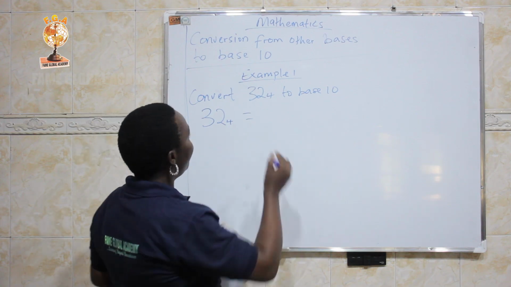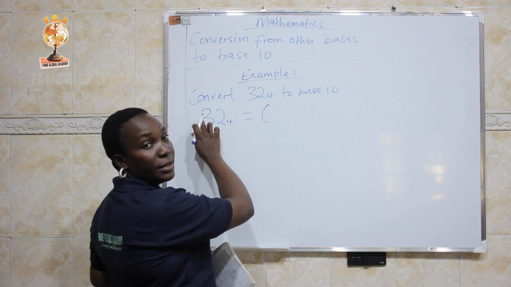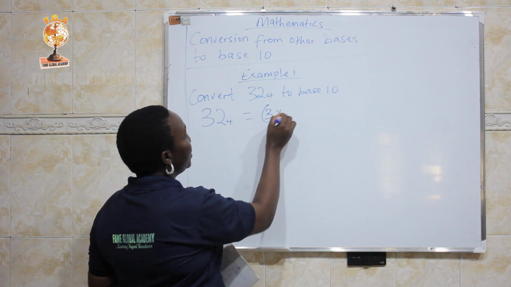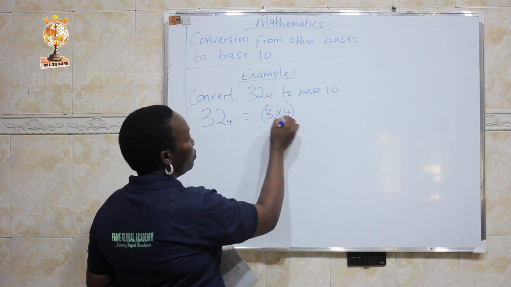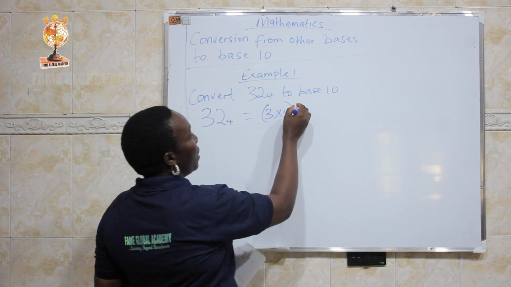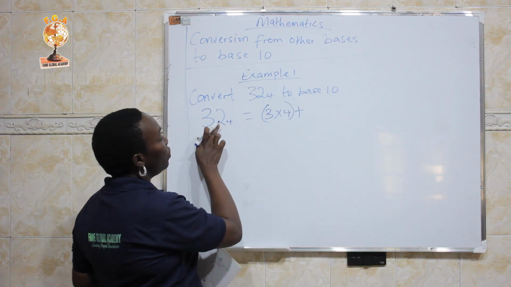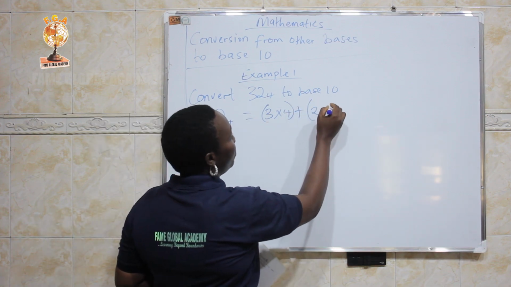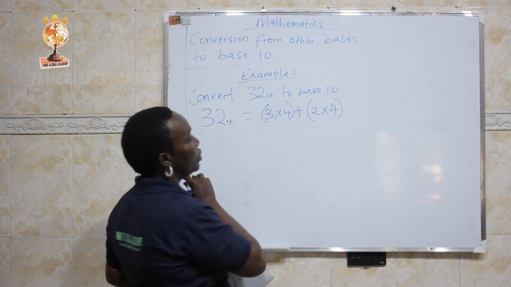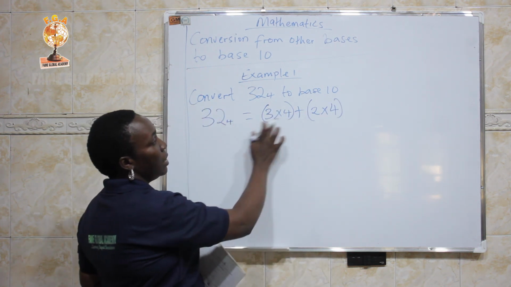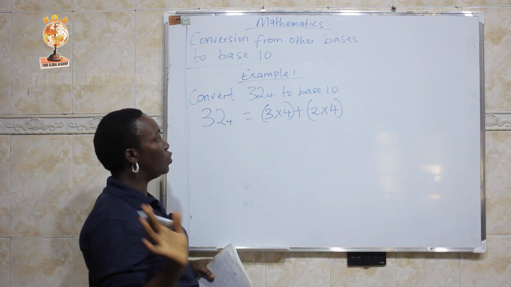The first number here is 3, so we have 3 times the base, which is 4. You close the bracket. Then put your addition sign, then 2, 2 times the base also, which is 4. You close the bracket. We have just 2 numbers here, so the expansion will just be in 2 parts.